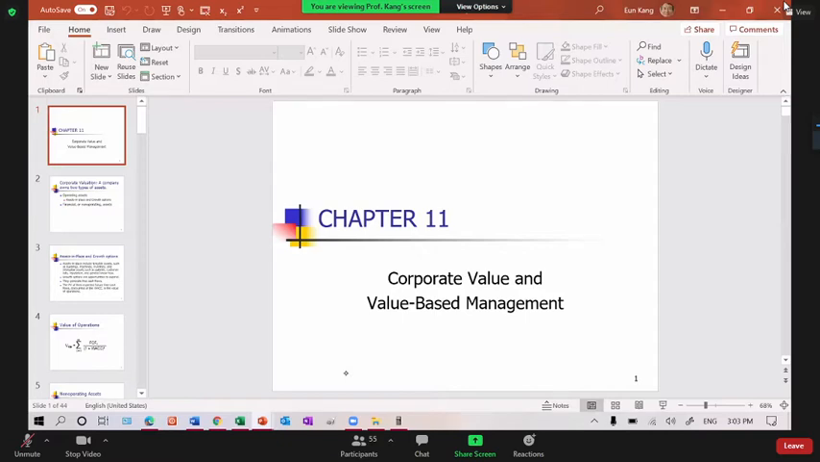Chapter 11, corporate value and value-based management. So all the chapters are, as you know, related, right? This is based on chapter 9, and also chapter 7, okay? Free cash flow, MVA, EVA. All those things are still related, but now how to get corporate value and how to manage based on value. Value-based management. So this chapter is really an application of chapters 7 and 9.